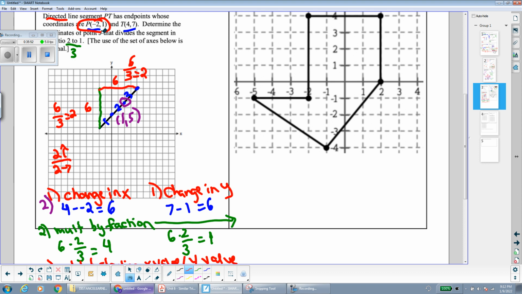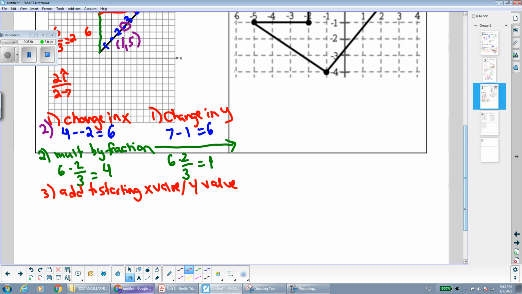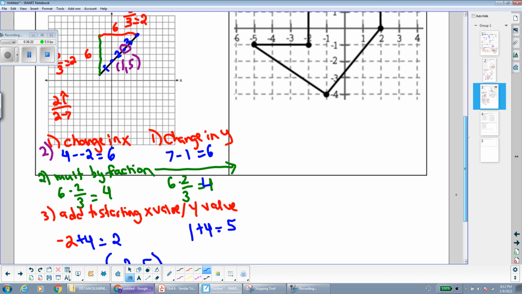The x coordinate is -2 and the y coordinate is 1. So I want to add the 4 to -2, and I also want to add the 4 to the 1. I see here that I get 2 for the x coordinate and 5 for the y coordinate. So that would be the point (2, 5).